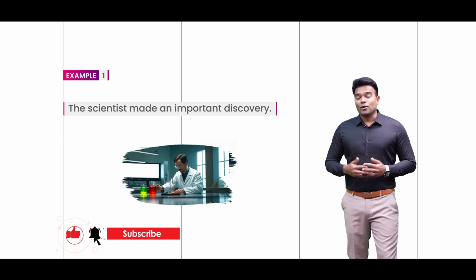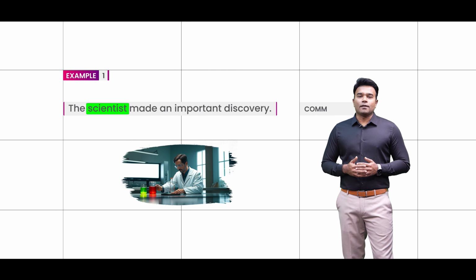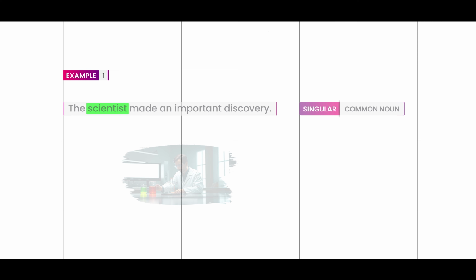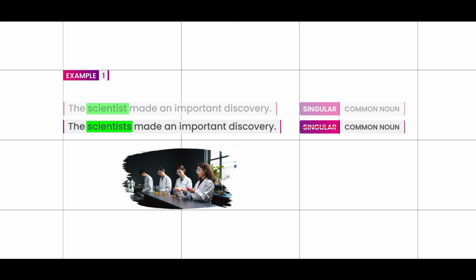Well, you know that in this sentence, the word scientist happens to be the common noun, but then what I want to highlight here is that it happens to be the singular common noun. Well, what I mean is, have a look at this sentence. The scientists made an important discovery. That way, in this sentence, the word scientists happens to be a common noun, but not a singular common noun, rather, it happens to be a plural common noun.